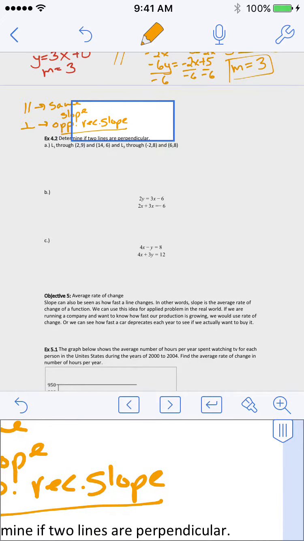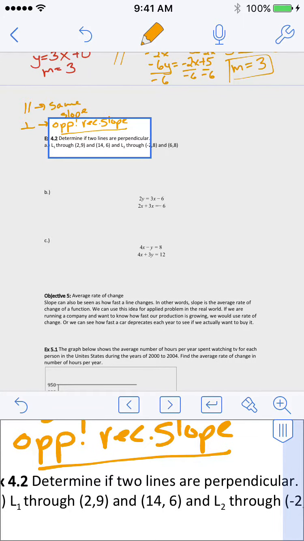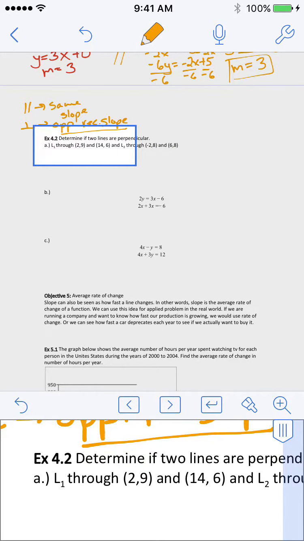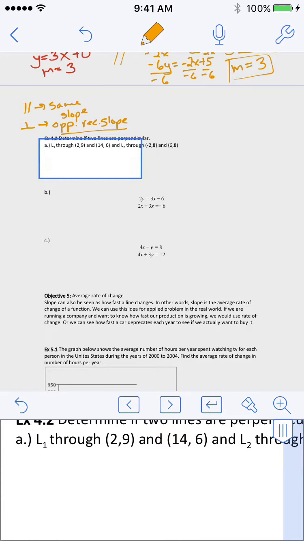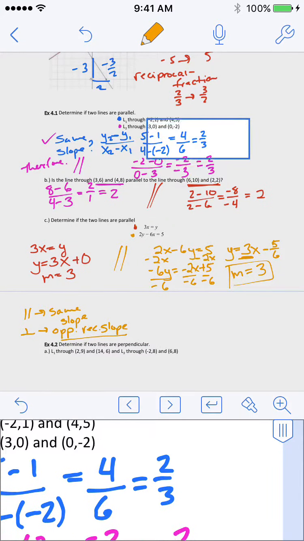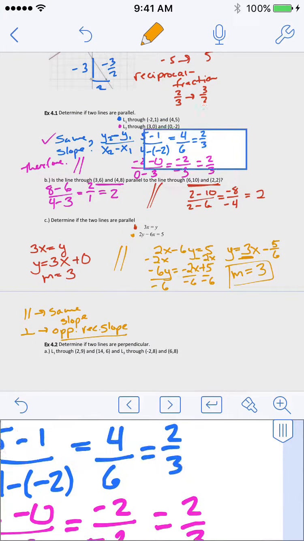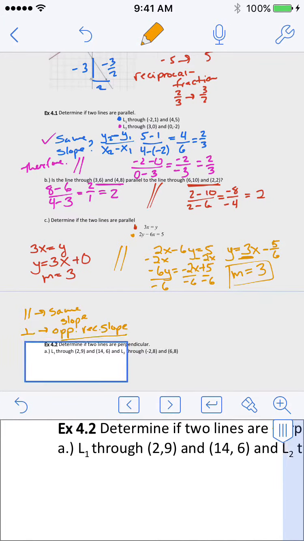So now we're going to do the same thing, and we're going to have to see if they have opposite reciprocal slopes. So let's determine if 2 lines are perpendicular. Line 1 through (2, 9) and (14, 6), line 2 through (-2, 8) and (6, 8). Luckily, the process is the same thing. We still need to compare slopes, so we will still use the slope formula. We're not going to check that they're the same now, though. We're going to check that they are indeed opposite reciprocal.